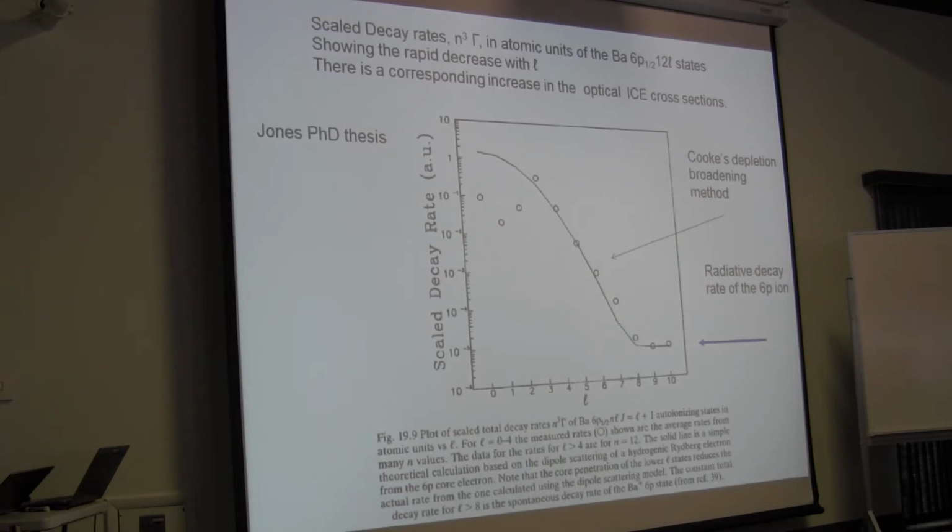Now, the other thing that's interesting is by the time at n equal 12, by the time you get out to L equal 9 or 10, the autoionization rate is actually less than the radiative decay rate. So if I make one of these states, say 6p 12, L equals 10, it does not autoionize. It just decays. The inner electron just radiates the photon away.